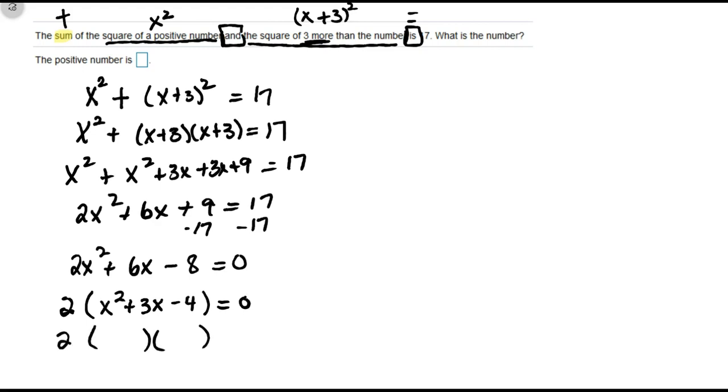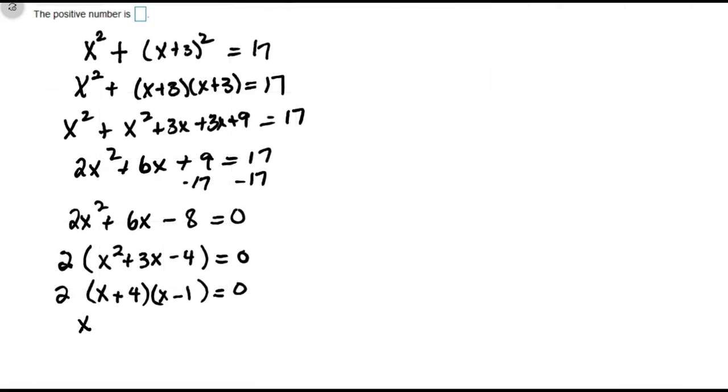And then I can factor more. X times x is x squared. 4 times 1 is 4. And I want a positive 3, so I put a plus on the 4 and the minus on the 1. I can set each one of these factors equal to 0. Subtract 4 on both sides to get x equals negative 4. Add 1 on both sides to get x equals 1. And if you remember in our directions, they specify that our number is positive, so we're only going to keep x equals 1 as the solution.